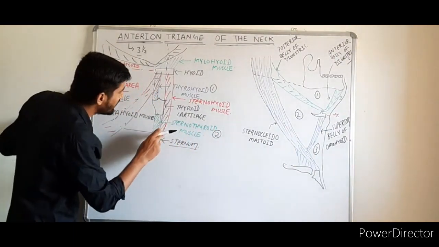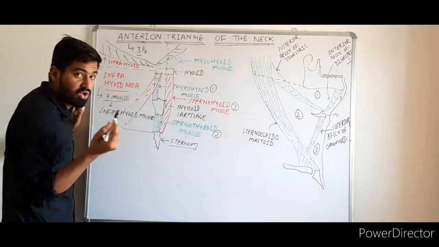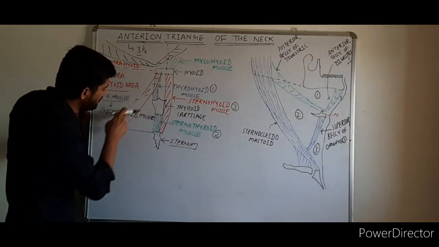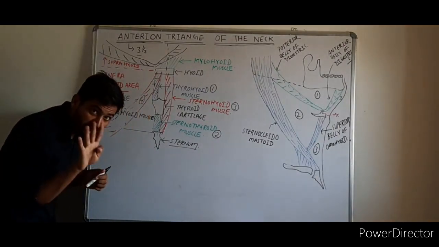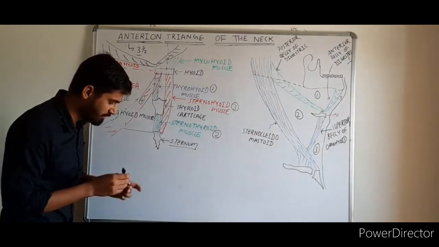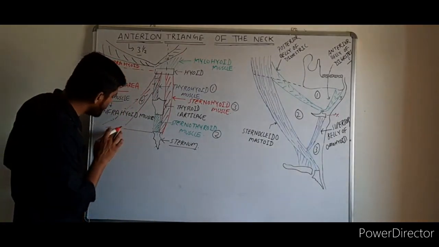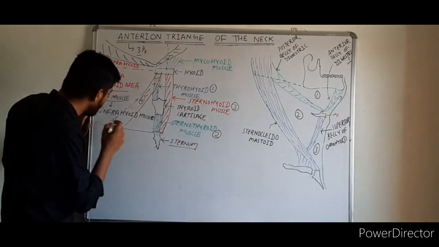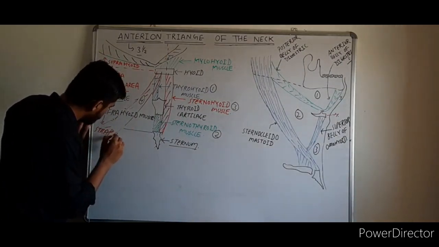Third, from sternum to hyoid, that is called the sternohyoid muscle, and these are three muscles. And where is the fourth muscle? The fourth muscle is the superior belly of omohyoid. These four muscles are the infrahyoid muscles, and infrahyoid muscles are called strap muscles. If the examiner asks which are the strap muscles, you should not be confused. Infrahyoid muscles are also called strap muscles.